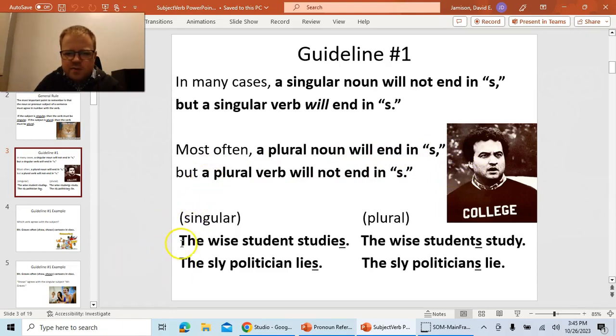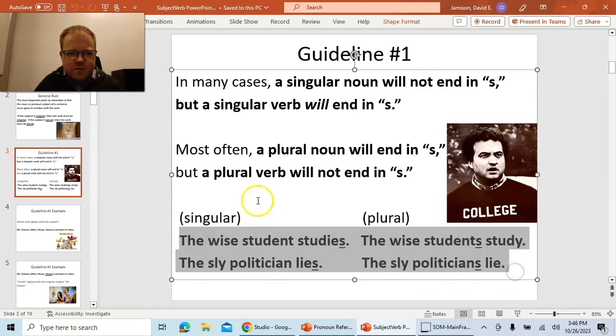So here's some examples of that. If you got confused by my example right there. The wise student studies, singular student, studies, singular rather. The wise students study. Students, plural, multiple students, study, plural verb. The sly politician lies, politician, singular, lies, singular. The sly politicians lie. Plural politicians, multiple politicians, lie, plural verb.